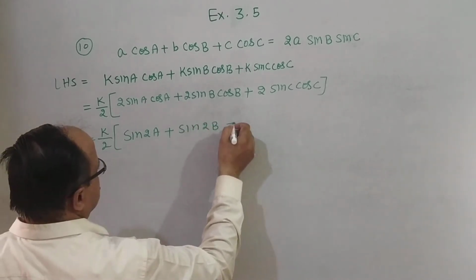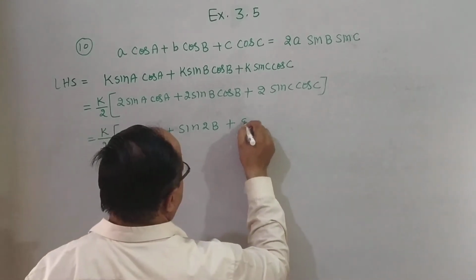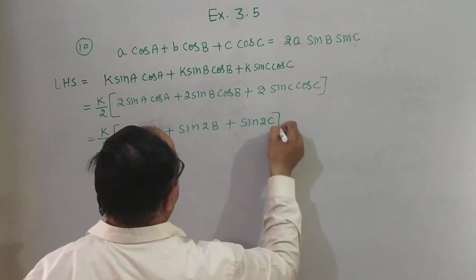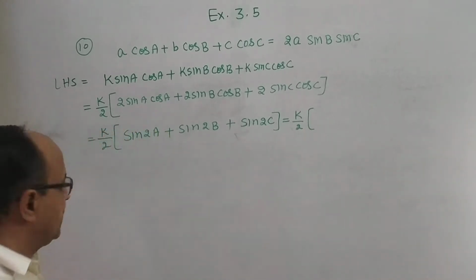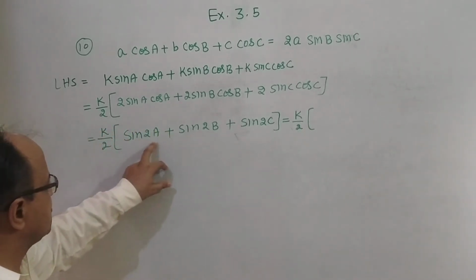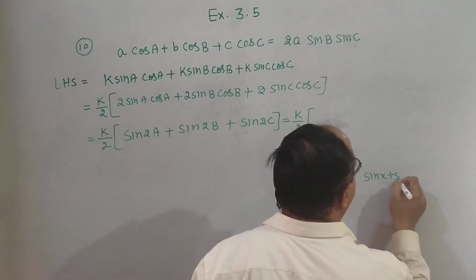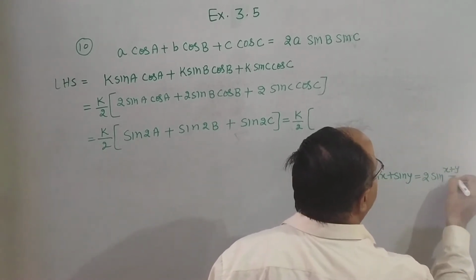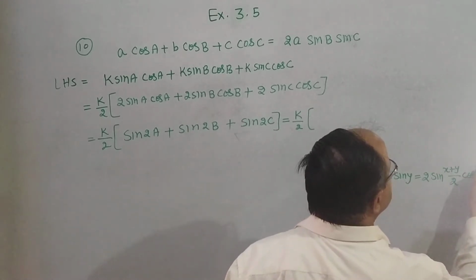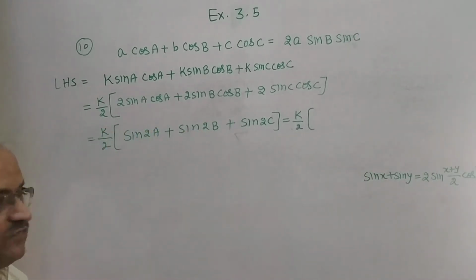sin 2B, and this is also the formula sin 2C, correct? Now apply here the formula sin x plus sin y, you know. Sin x plus sin y formula is 2 sin (x plus y)/2 cos (x minus y)/2. This is the formula of sin x plus sin y, correct?